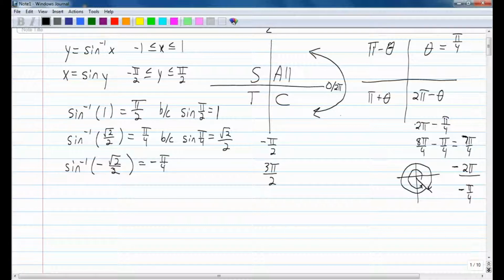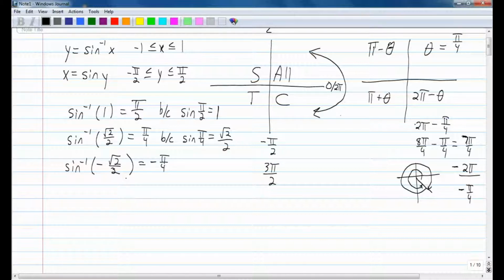Now that, to me, makes sense if you are really good with the reference angle chart and you have no problem with subtracting one revolution. However, there's a little quicker way to do that. What you can do is, if you find the answer from the first quadrant, that's where the inverse sine of the positive square root of 2 over 2 is at pi over 4, then you can just make the angle measure negative when evaluating the inverse sine of negative square root of 2 over 2. And it'll always work like that for inverse sine.